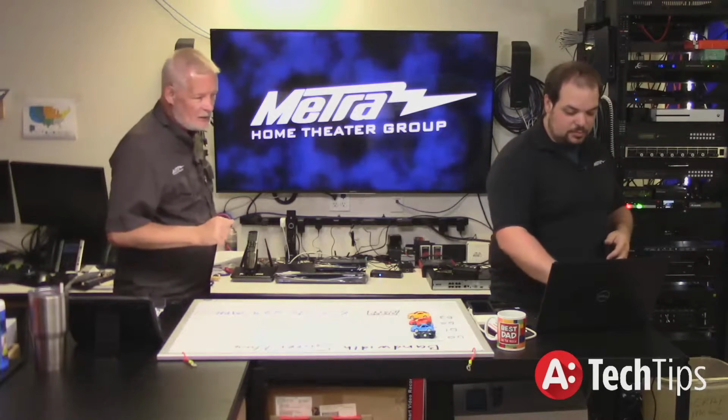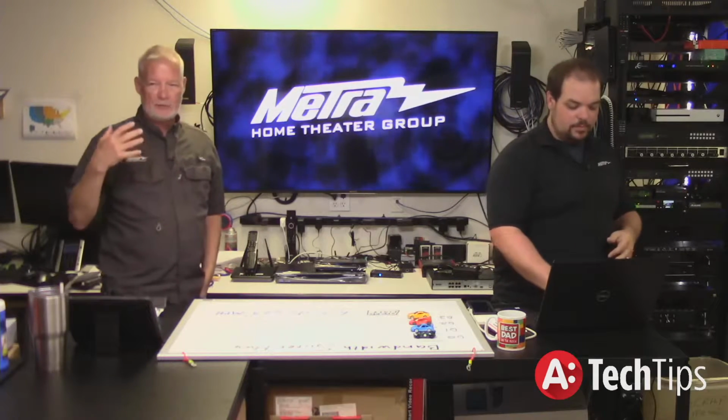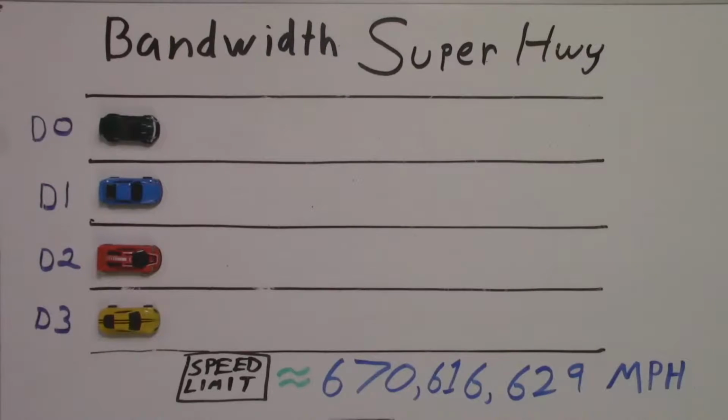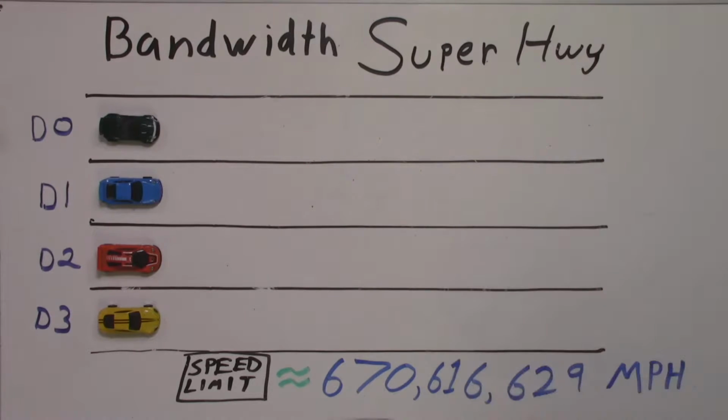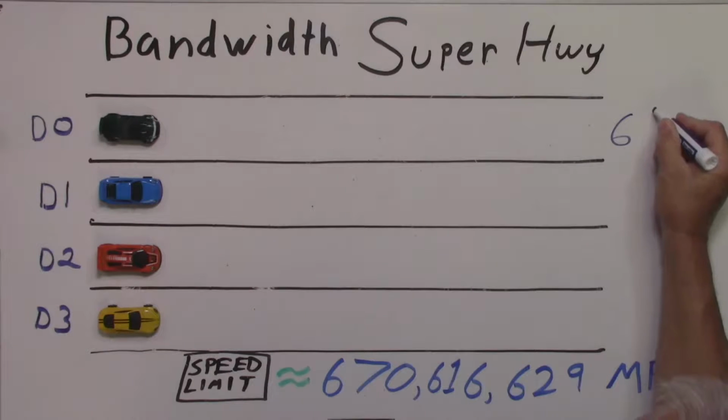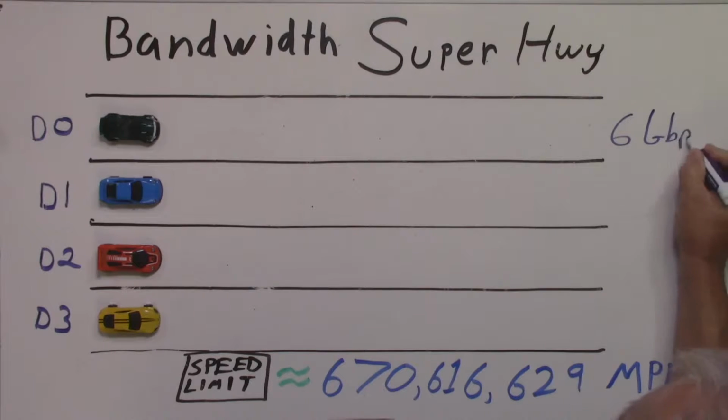I sure can. When we are looking at bandwidth, the first thing I typically think about, honestly, is a road, a highway. In this case, the bandwidth superhighway. Not the information highway, but the bandwidth superhighway. Each of these represents a lane. Now, the key to each of these is how much weight that lane can carry. So we're going to start with our current standard, which is 6 gigabits per channel under HDMI 2.0.